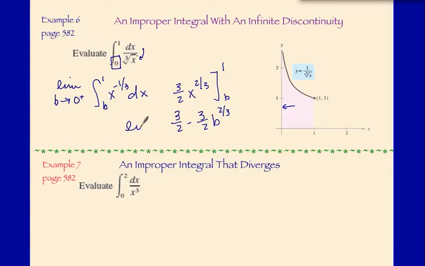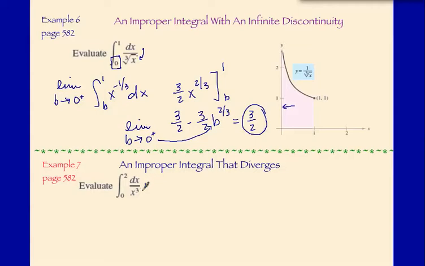Now let's take our limit. As you can see, I am going to be able to plug 0 in here, and it's just going to give me 3/2 as the answer. It's a little bit easier perhaps than the other kind of improper integral. Now let's look at one that diverges.